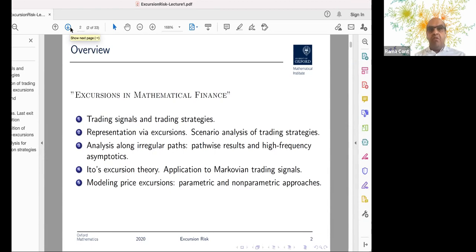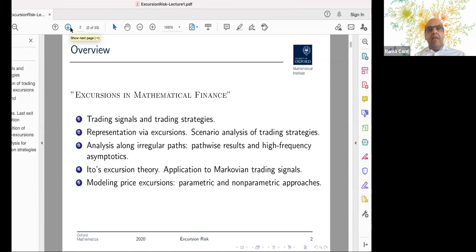The link is really not obvious from the beginning, and maybe that's why people haven't used this powerful theory in finance until now. I'll show you that a large class of trading strategies may be represented through excursions of a stochastic process, and this leads to a useful way for scenario analysis of these trading strategies.